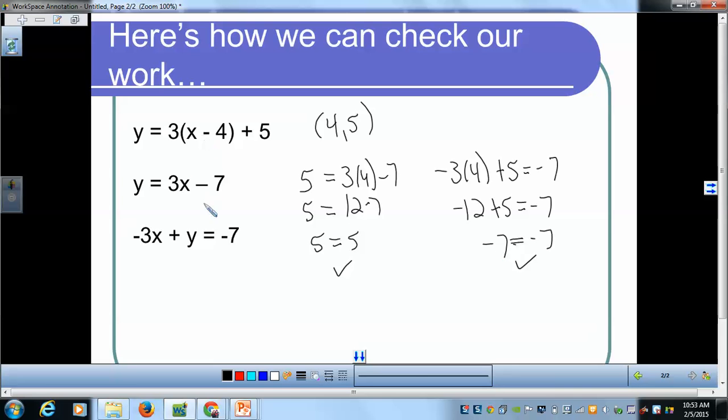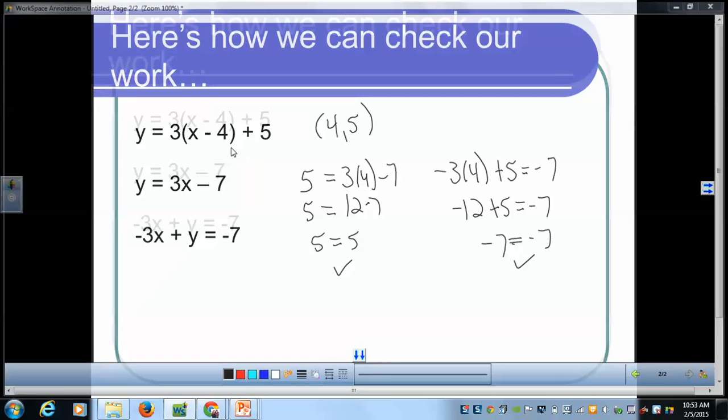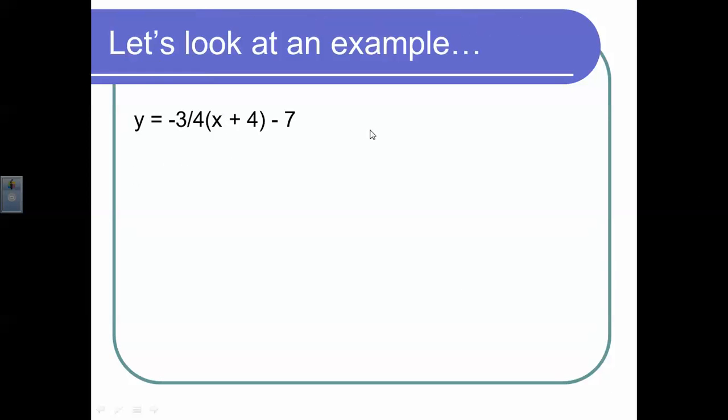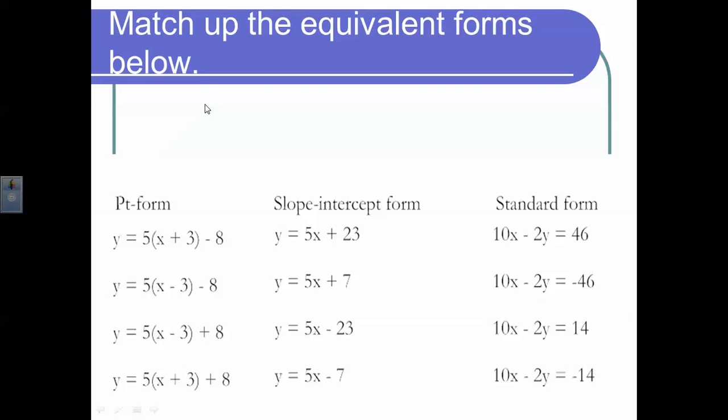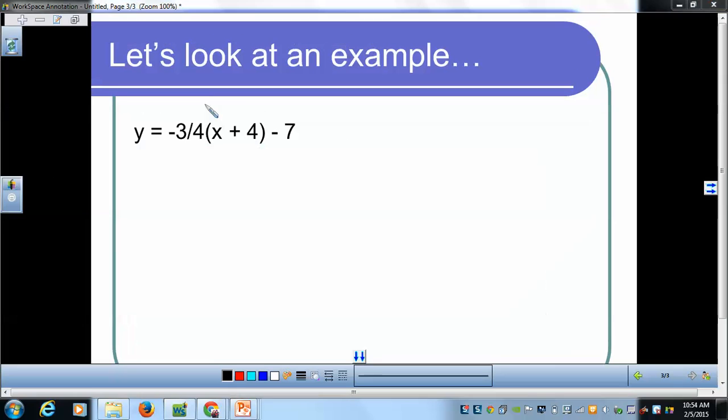So as you convert from one form to another, you can use this information to self-check and double-check your work. Okay, so let's look at one more example here. Now notice this time I do have a fraction here. So when I distribute, let me go backwards here. Forgot to pull up my writing screen. I distribute the same way.